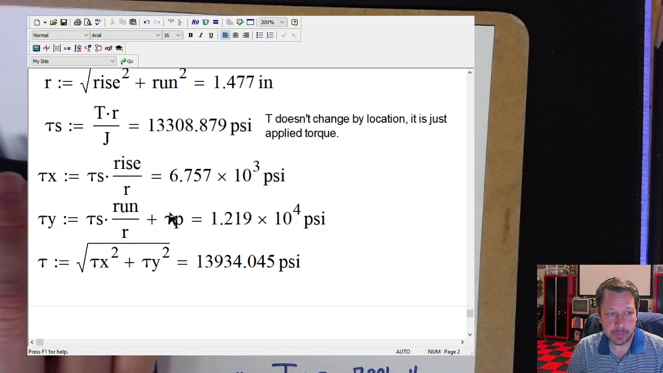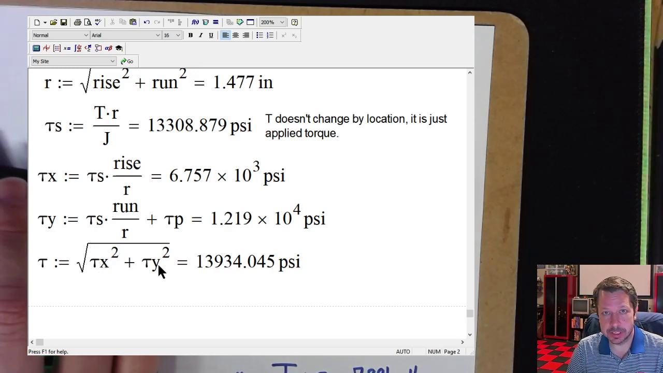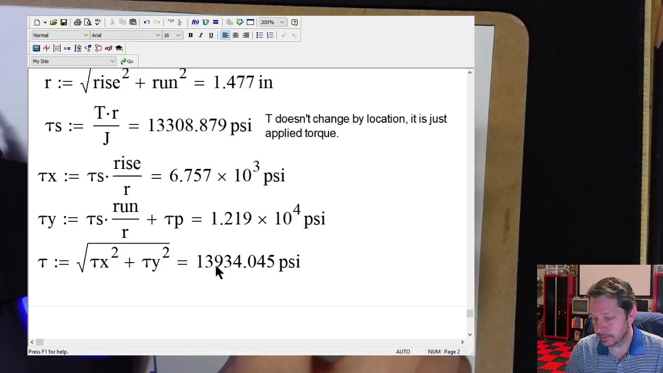And there is a primary. This is what I have for the primary. This is a 720 psi. You add all that together and you get 12,000 psi. Now you can add the X and Y components together in the normal way: the square root of the summation of the squares of the X and Y components, and you get a total of 13,900 psi of shear stress.